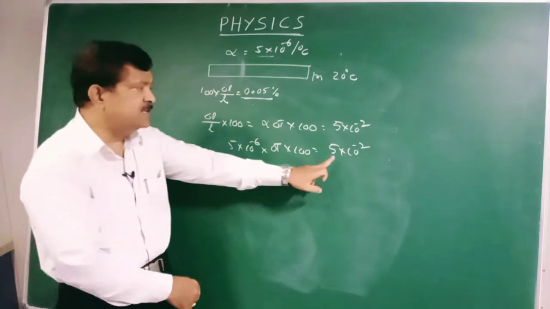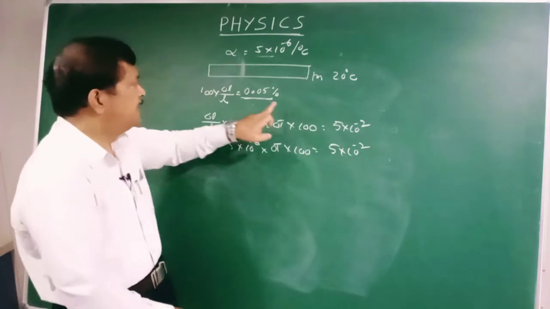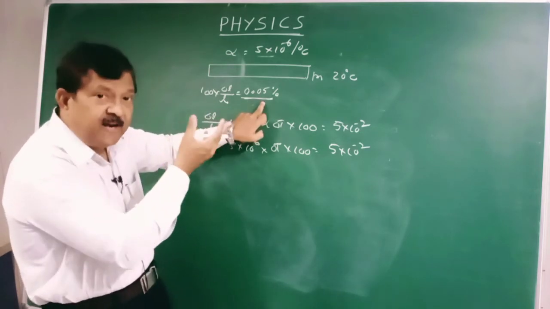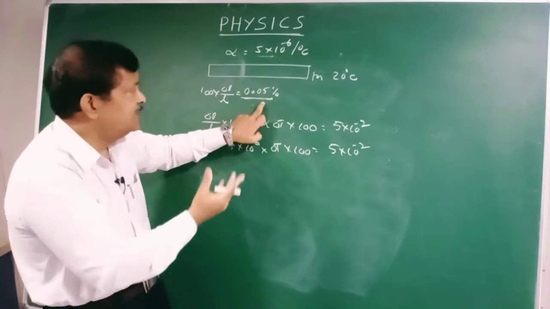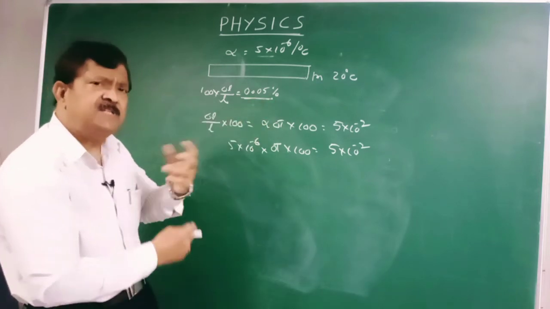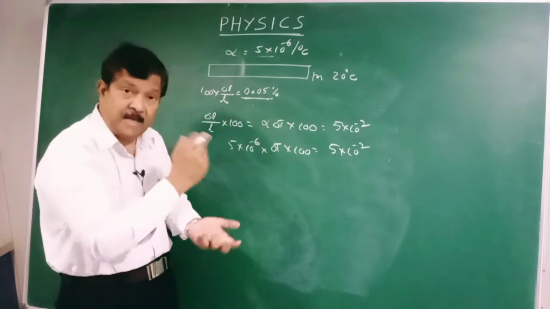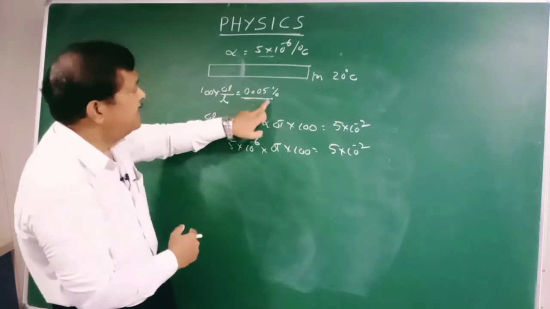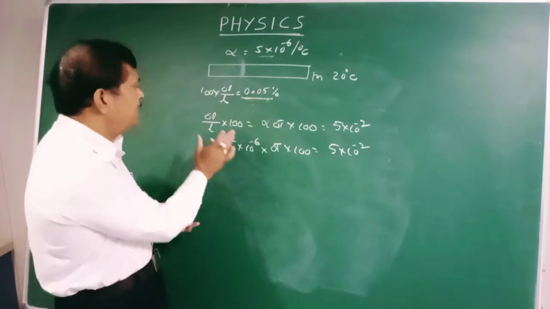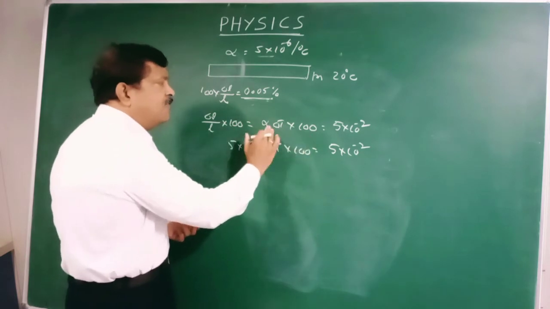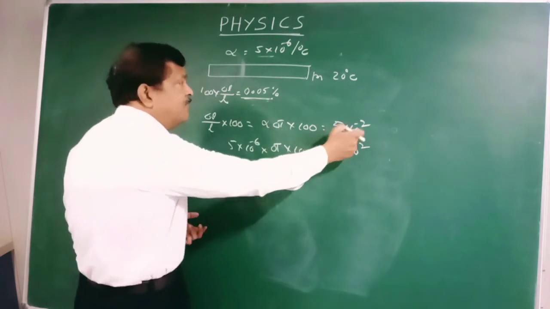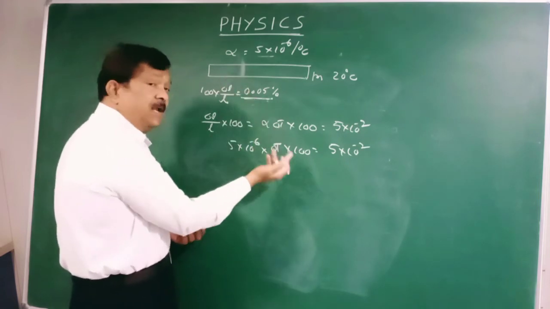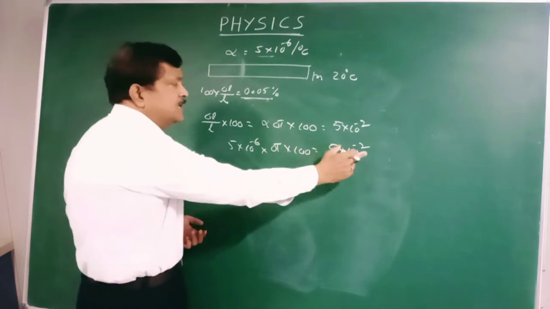This percentage change is equal to 5 into 10 power minus 2, because the maximum permissible difference with respect to the actual length is only 0.05%. That means for any length you measure using the scale, there may be error because of change in temperature, but the condition is that the error should not be more than this percent. So the percentage change in the error is alpha delta T into 100, and that is given by 5 into 10 power minus 2. Now let us apply: alpha is 5 into 10 power minus 6, delta T we don't know, and 100 is 100.